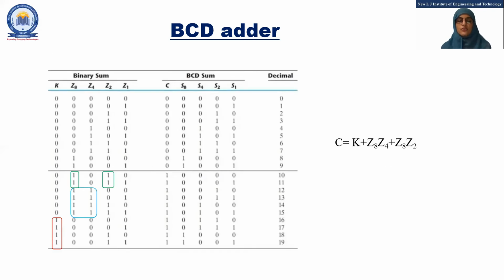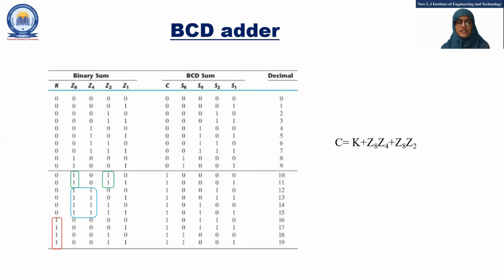So here in the truth table, one side is shown for the binary sum and the other side is shown for the BCD sum. For this truth table, as explained in the previous slide, it will have 0 to 19 combinations. For binary sum, 0 to 15 will be 1, 1, 1, 1, which is Z8, Z4, Z2 and Z1. From the 16th combination, there will be carry K. So the 16 will be 1, 0, 0, 0. For 17, it will be 1, 0, 0, 1 and so on.